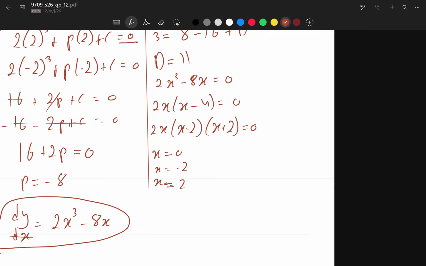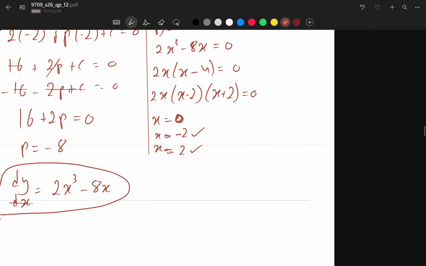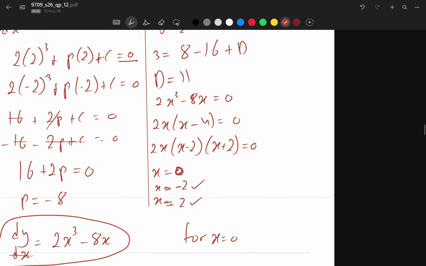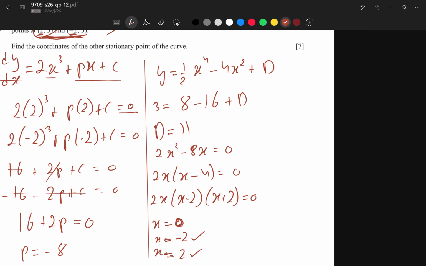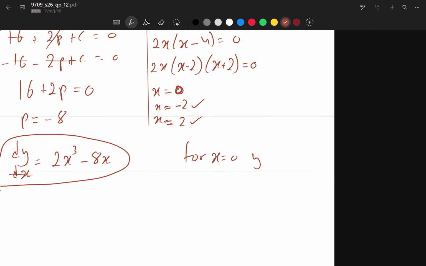Now we already have the stationary points for x is equal to minus 2 and x is equal to 2. We have to find the stationary point for x is equal to 0. If we put x is equal to 0 back into this equation, this part will be 0, this part will be 0, y is equal to d and d is equal to 11. So for x equal to 0, y is equal to 11. So the third stationary point is (0, 11).